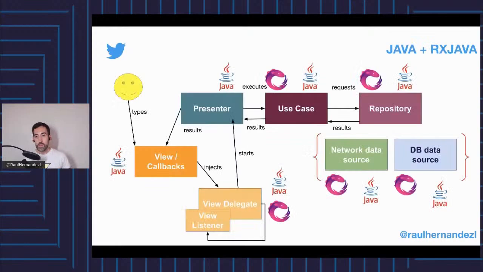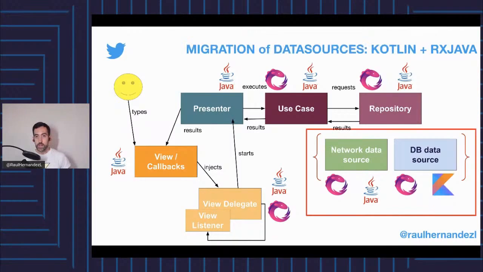And for that, we can see that we have RxJava all along the clean architecture side, from the use case to the data sources. And also for hot observables, I have this from the view delegate, which is starting and triggering this mechanism. Then if I want to migrate that, I will start, in my case and in my opinion, you can change and do that from another place, obviously, from the database data source. So I will migrate that with Kotlin.